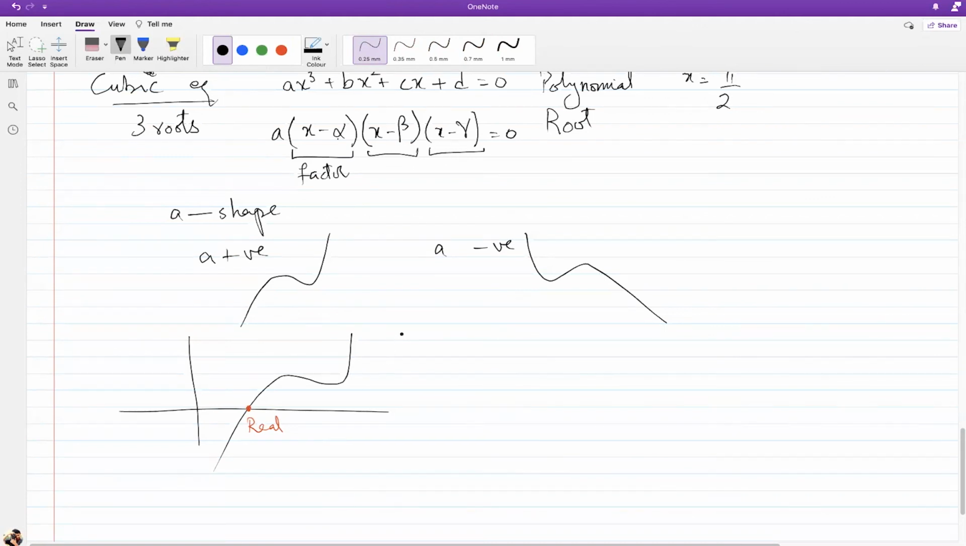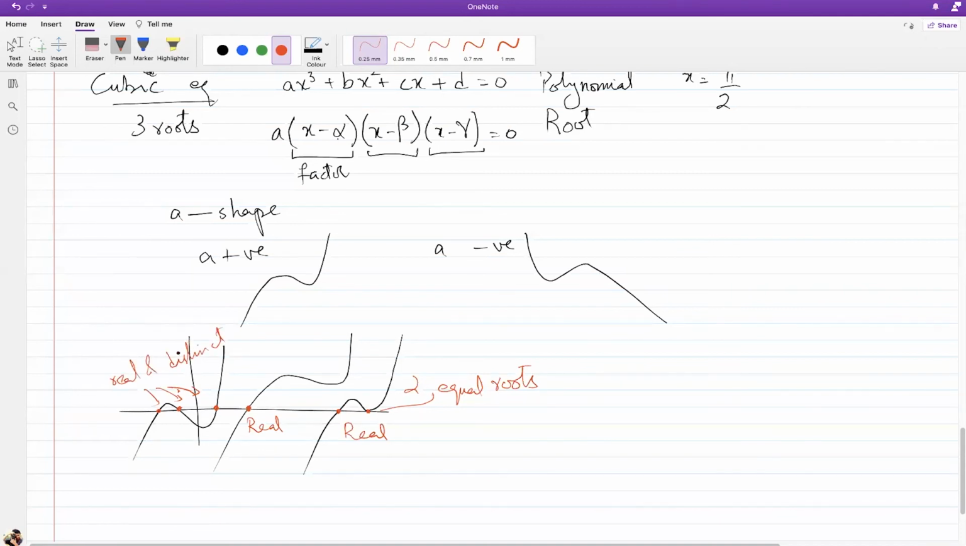Now I'm going to make another graph. This one and this one, they are both real, but these are equal as well. Two roots that are equal to each other. And the third situation can be like this. Here you can see that all three of them are real and distinct. So this is the same discussion as we had on quadratic equations and their roots, except this time we have a cubic equation.